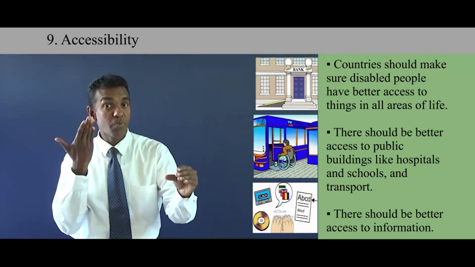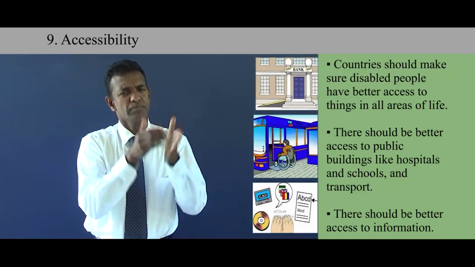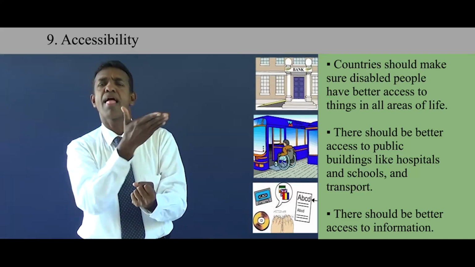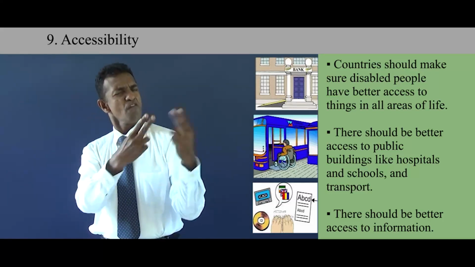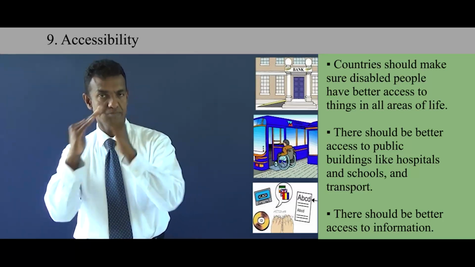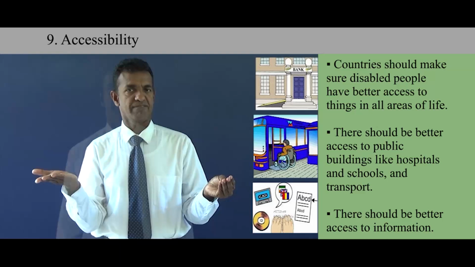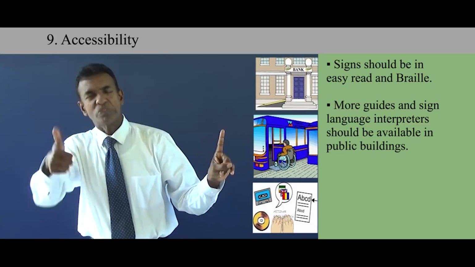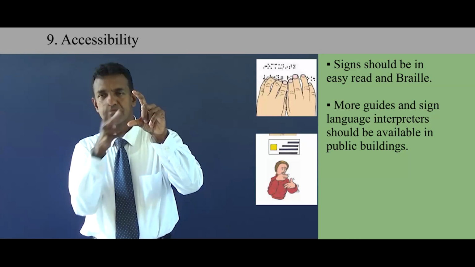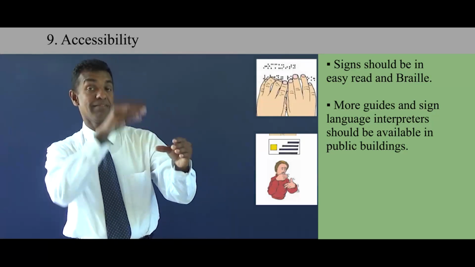Accessibility. Countries should make sure disabled people have better access to things in all areas of life. There should be better access to public buildings like hospitals and schools and transport. There should be better access to information. Signs should be in easy read and braille. More guides and sign language interpreters should be available in public buildings.